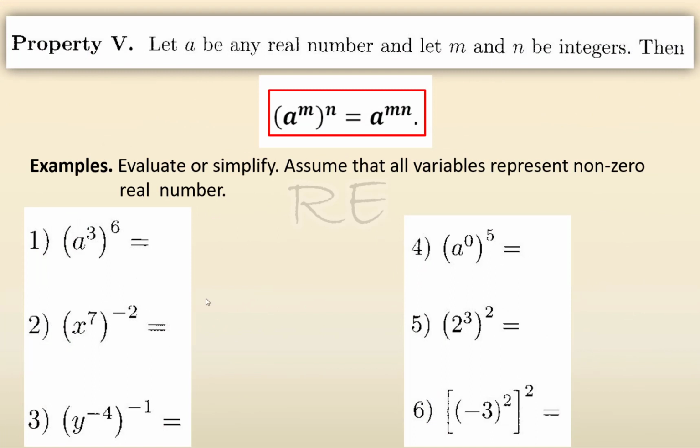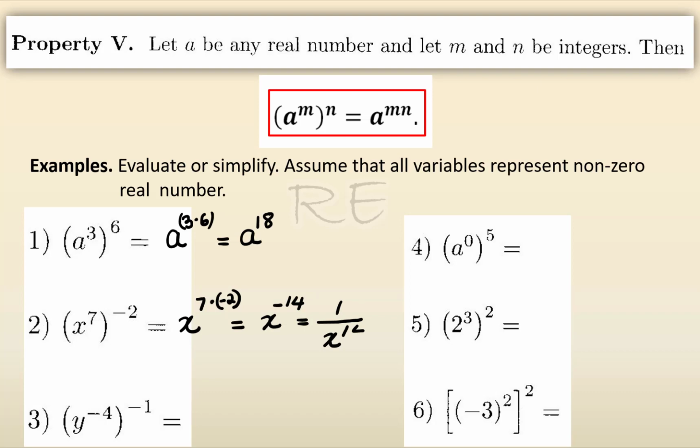(a^m) to the n is equal to a^(mn). We multiply the exponents. (a to the third) to the 6 is equal to a to the 3 times 6, which is a to the 18th. (x to the 7) to the negative 2 is equal to x to the 7 times negative 2. It's equal to x to the negative 14, which is 1 over x to the 14.